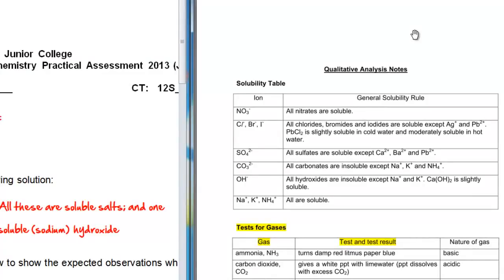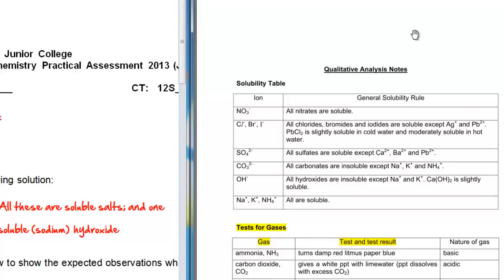This solubility table is very important, so I really urge you to memorize it for your theory paper, because in the A-level exam we won't give you this table, so it's good to commit this table to memory. Then let's take a look at how this table allows us to predict the solubility of salts.